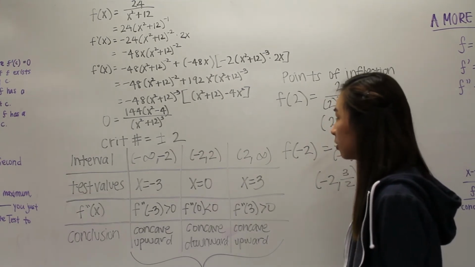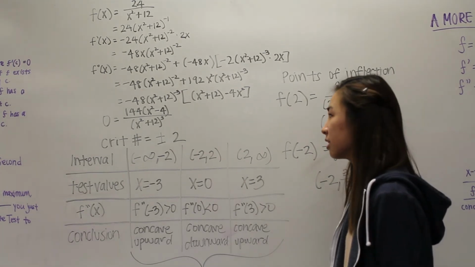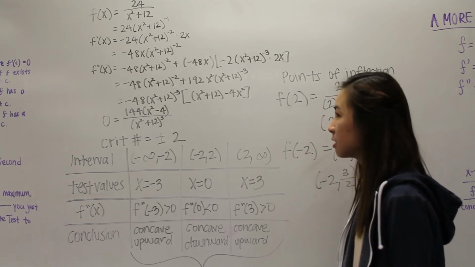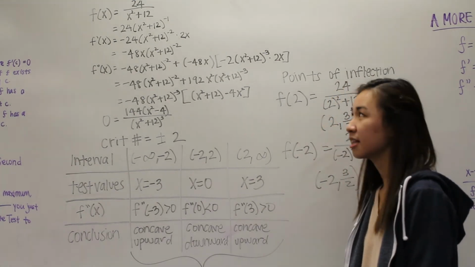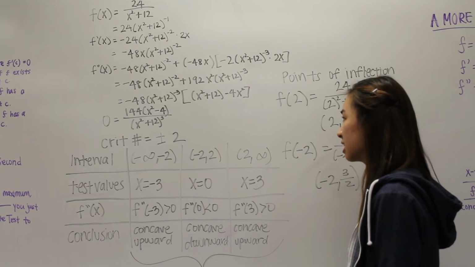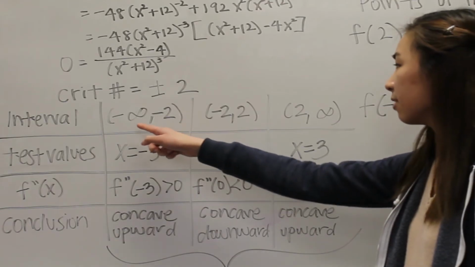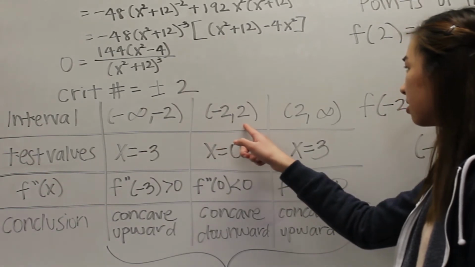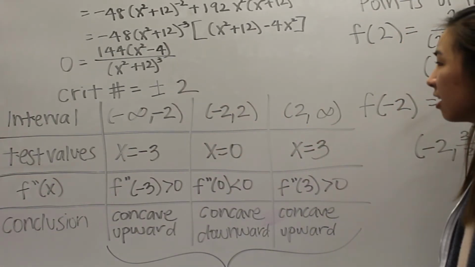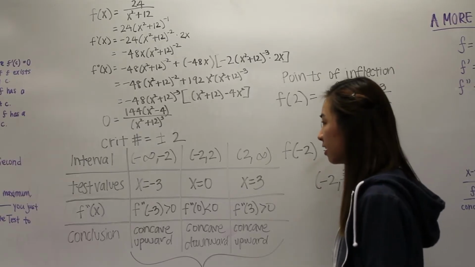So you would use the critical numbers in order to split the interval into separate sections. So for this problem, you have an open interval, meaning that it goes from -infinity to positive infinity. So you would use the critical numbers to divide it into -infinity to -2, -2 to 2, and 2 to infinity. And then after, you would find test values which would fit into each interval.